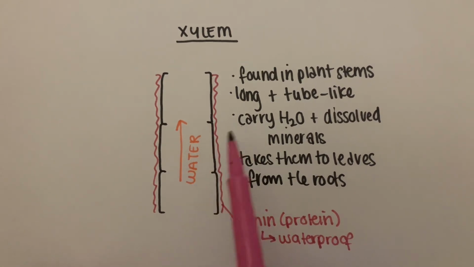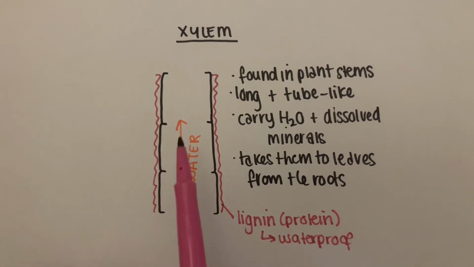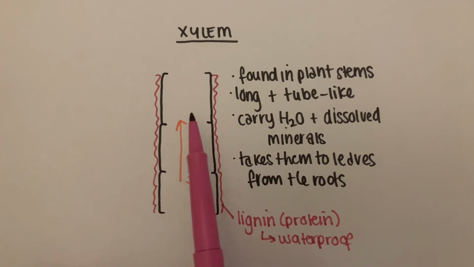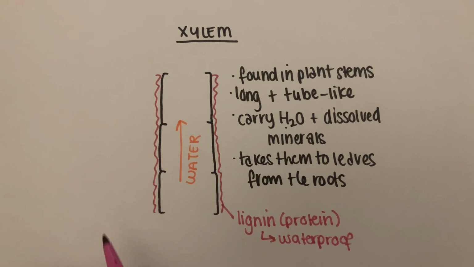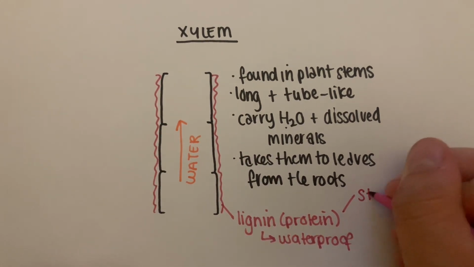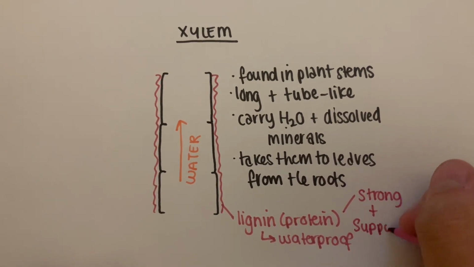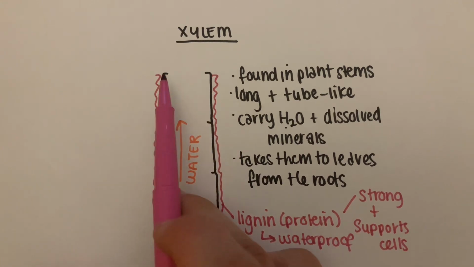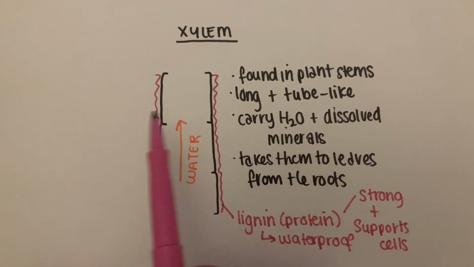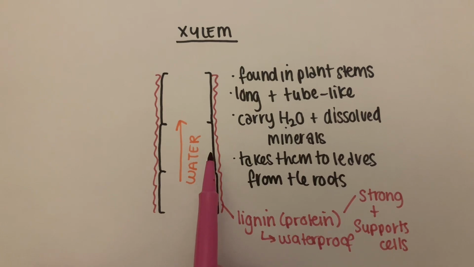And because of this lignin, the xylem cells actually die, because they're covered in lignin, which doesn't allow water to get inside the cells, which causes the cells to die. Now it's also important to know that lignin is strong and supports the cells. Because these cells have died, they've broken down, and because they've broken down, this has created a long, hollow tube.